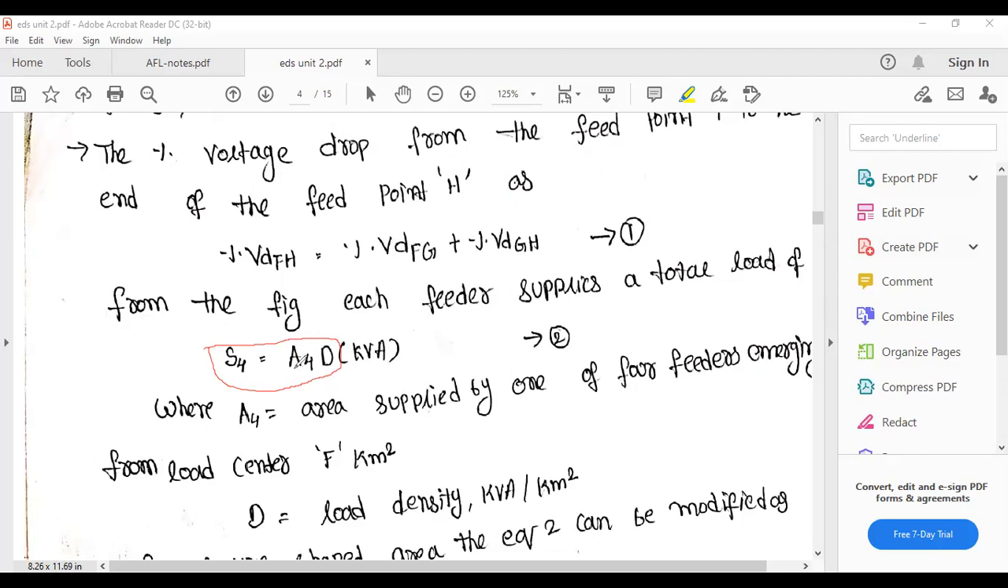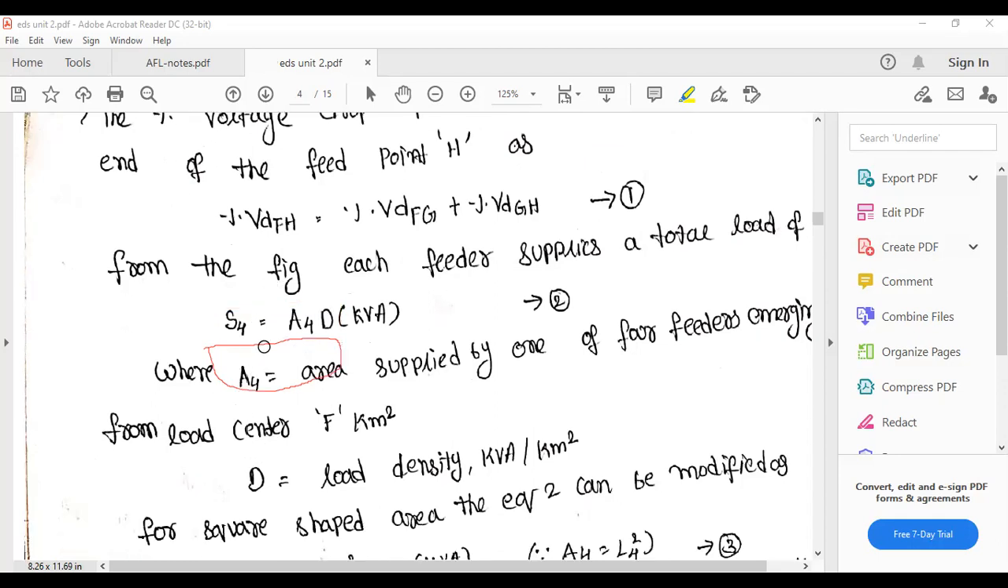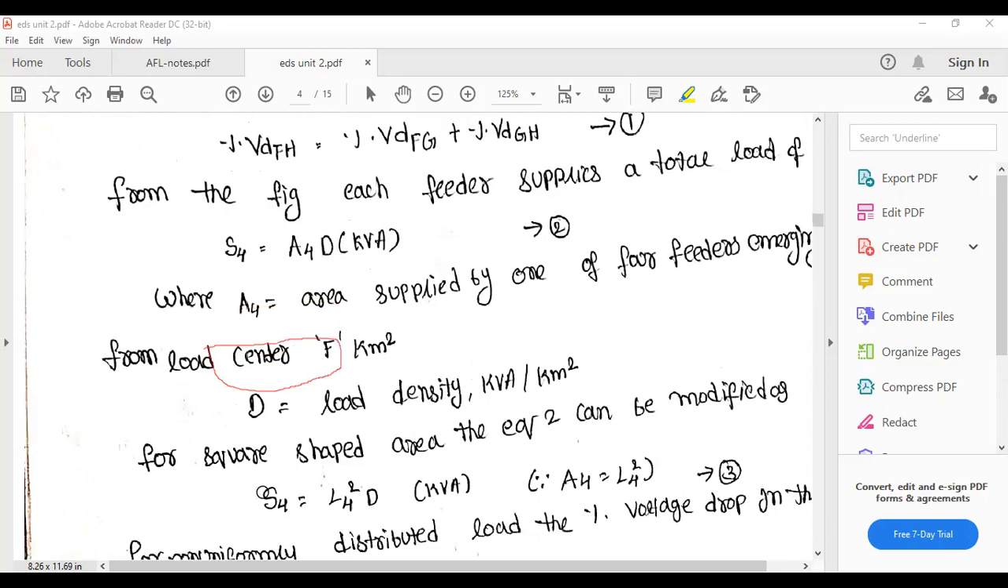In that, A4 is the area supplied by one of the four feeders, energizing from the load center point F. D is the load density, and S4 is the total load supplied by each feeder.